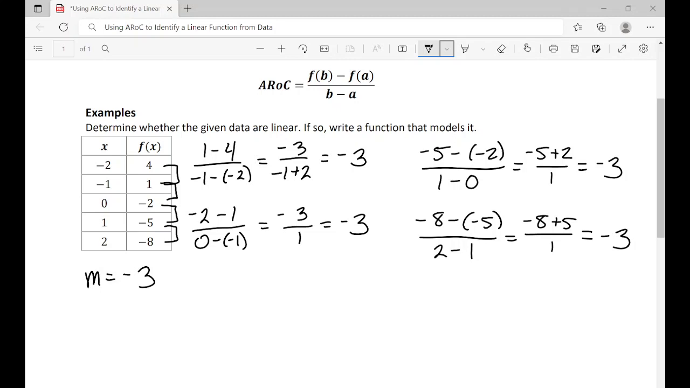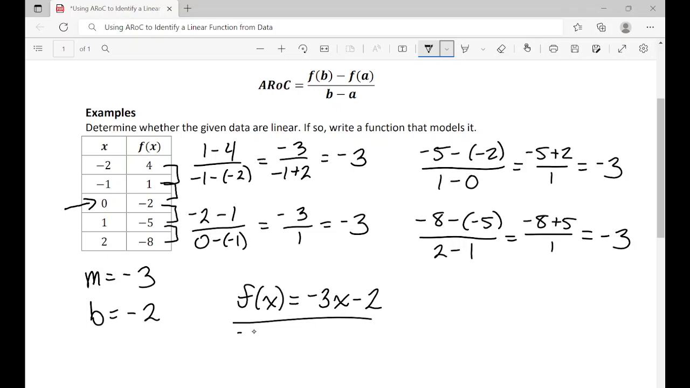So we're going to write a function. We can use m as our slope, and we can use any of the points we want for the function. But I am drawn to this point, 0, negative 2, because 0, negative 2 is the y-intercept. So I can say that my b is negative 2. So I can write my function f of x equals mx plus b as f of x equals negative 3x minus 2. And here is the function that models this set of data.